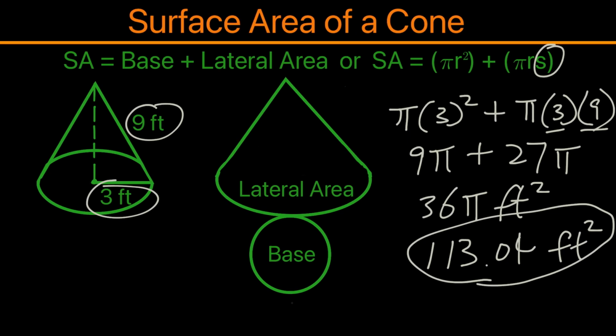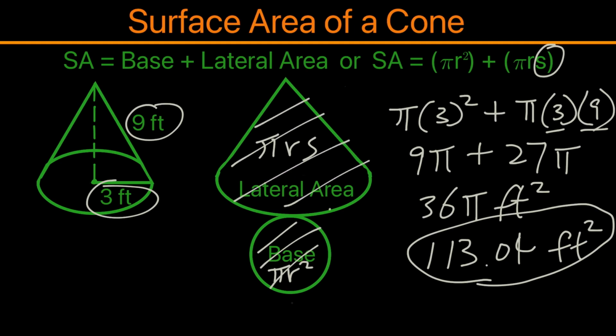In the figure on the right, you will see the opened version of the cone, and the area of the base would be pi r squared, and the lateral area is pi r s. And so when we find the surface area of a cone, we're taking the base plus the pi r s. And that's how we come up with the formula of pi r squared plus pi r s. And for this example, after we plug in the values, we get 113.04 feet squared.